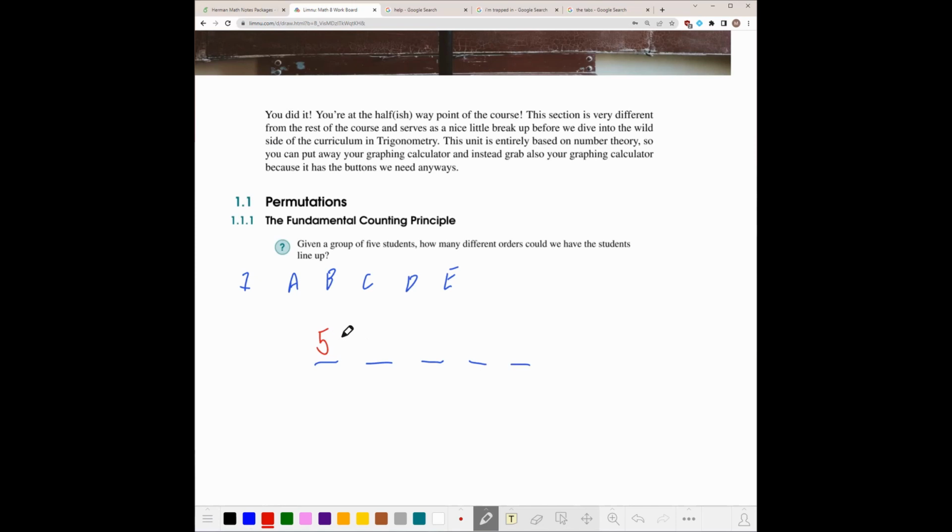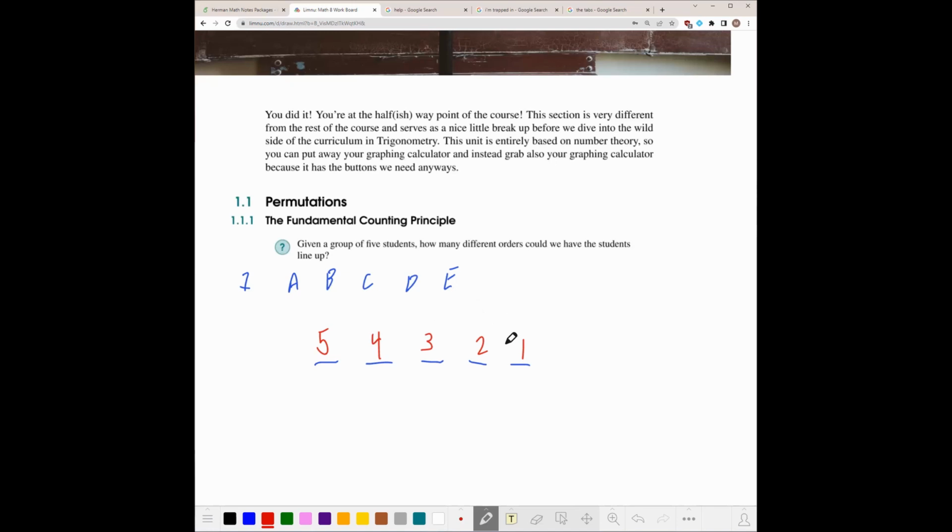Once I filled that position, how many people are left? Well, there's only 4 left. So if I want to fill the second spot, I only have 4 people to fill it. Then I only have 3 different people to fill it. And then the fourth spot has 2. And finally, the loser at the end, there's only 1 more person who can go in there. Okay, so if I have 5 different options for this, and then 4 different options for whatever's left over, then 3, then 2, then 1.